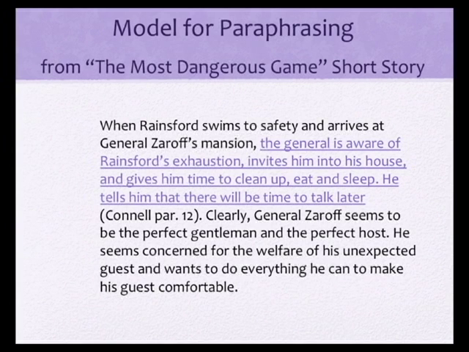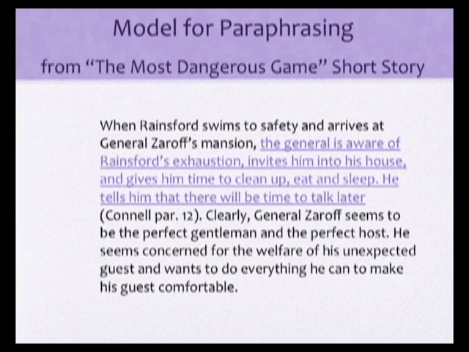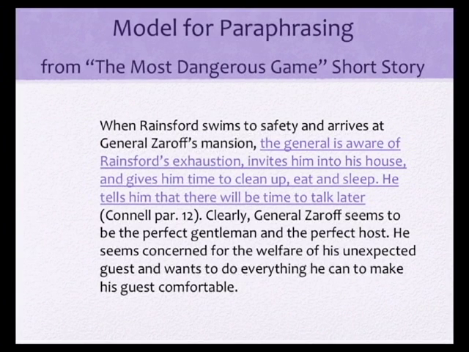When Rainsford swims to safety and arrives at General Zareff's mansion, the general is aware of Rainsford's exhaustion, invites him into the house, and gives him time to clean up, eat, and sleep. He tells him that there will be time to talk later. Clearly, General Zareff seems to be the perfect gentleman and the perfect host. He seems concerned for the welfare of his unexpected guest and wants to do everything he can to make his guest comfortable.